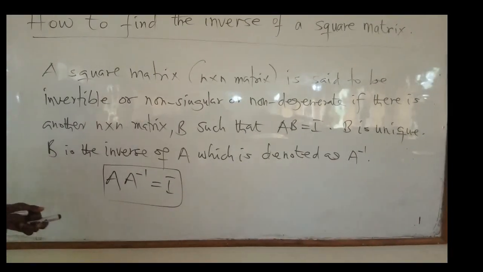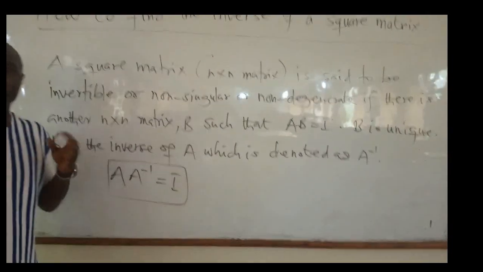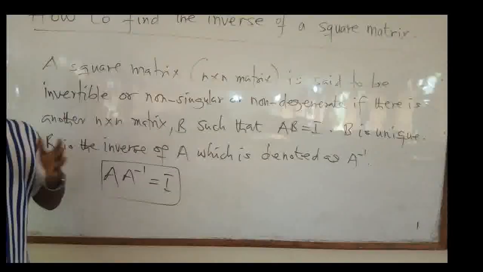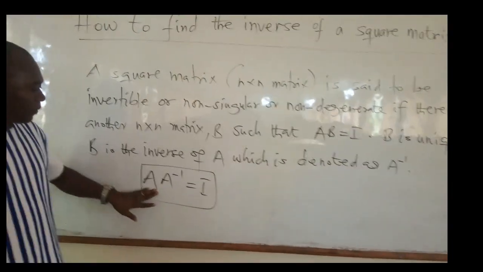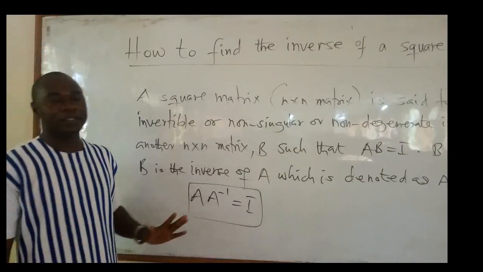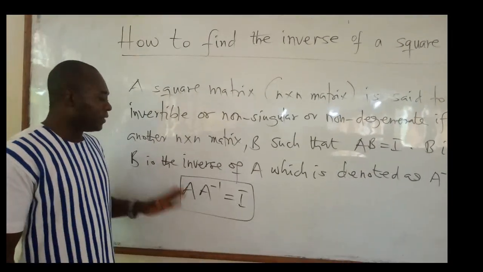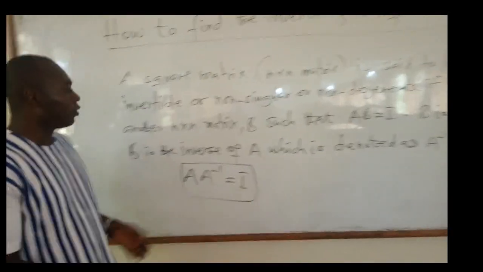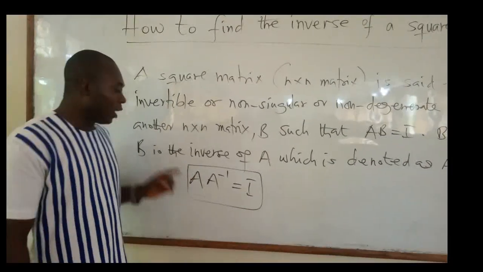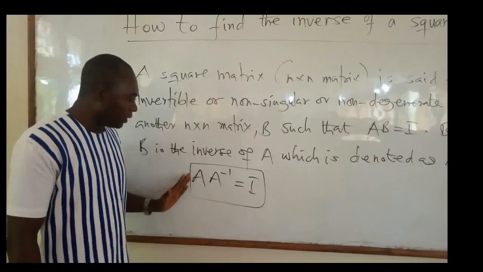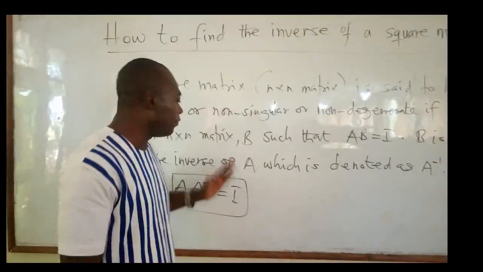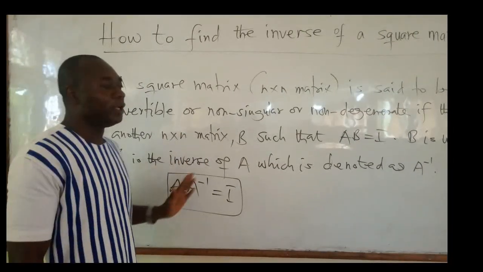Now, how do you find the inverse of a matrix? Before you find the inverse of a matrix, you have to first of all check whether its determinant exists or not. If the determinant of a matrix is zero, then the inverse of that matrix does not exist. When it does not exist, then you say that the matrix is not invertible, or the matrix is singular, or the matrix is degenerate. On the other hand, if the determinant is not equal to zero, then it means that the inverse exists. When the matrix is invertible, it is non-singular or non-degenerate.